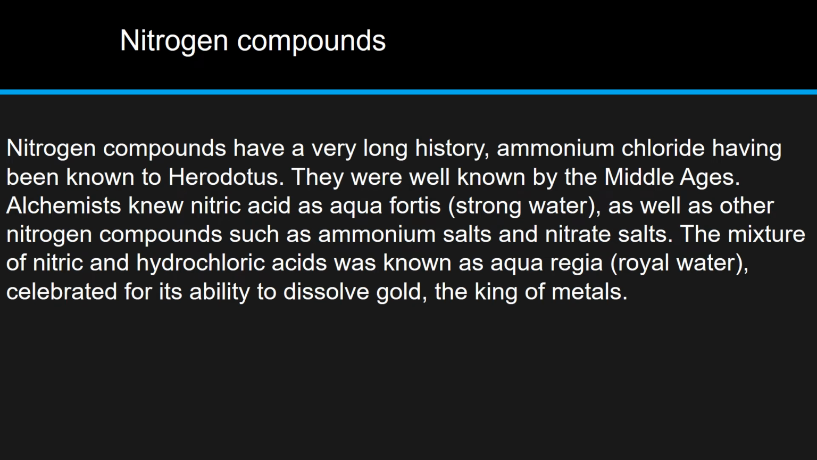Nitrogen compounds. Nitrogen compounds have a very long history, ammonium chloride having been known to Herodotus. They were well known by the Middle Ages. Alchemists knew nitric acid as aqua fortis, strong water, as well as other nitrogen compounds such as ammonium salts and nitrate salts. The mixture of nitric and hydrochloric acid was known as aqua regia, royal water, celebrated for its ability to dissolve gold, the king of metals.